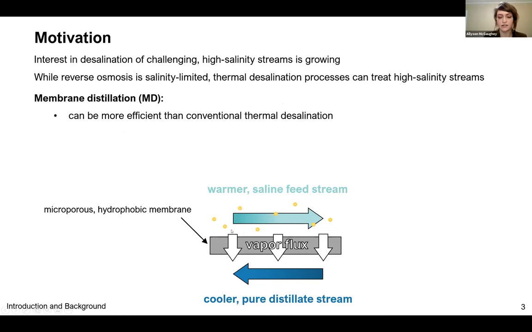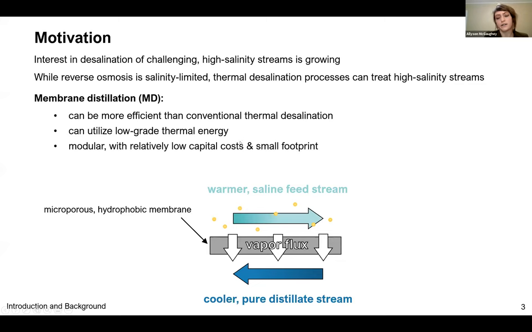There are a few advantages of MD. It's been shown to potentially be more efficient than conventional thermal desalination processes, especially at smaller capacities. MD can also utilize lower grade thermal energy, and MD is modular with a relatively low capital cost and a small footprint.